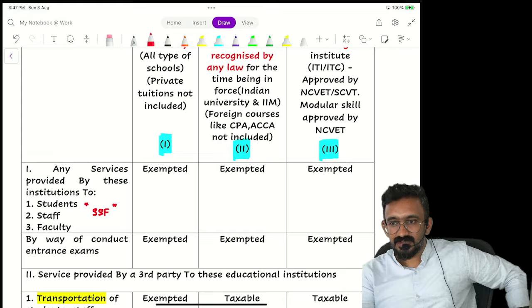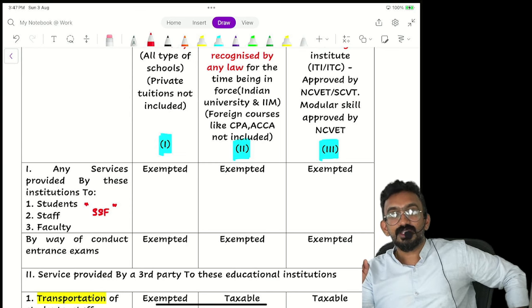Are you guys understanding? Are you guys understanding this? Educational institution has given uniform to the students. Will be exempted. Why?